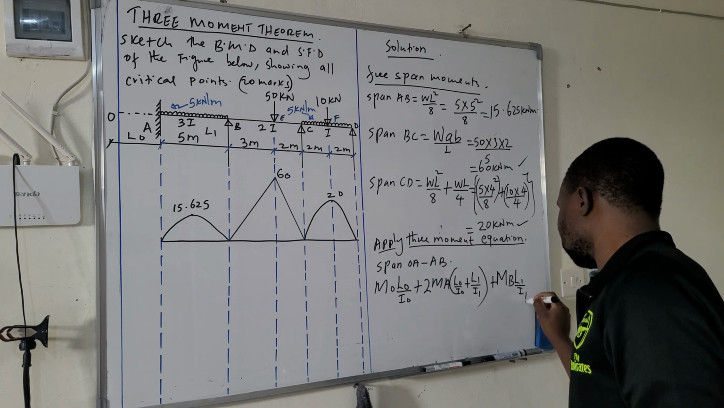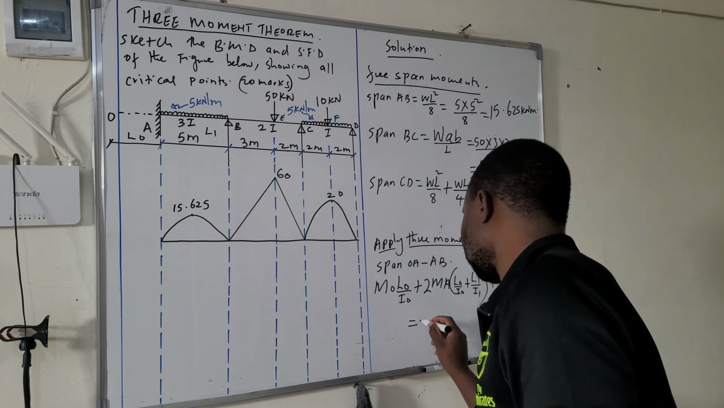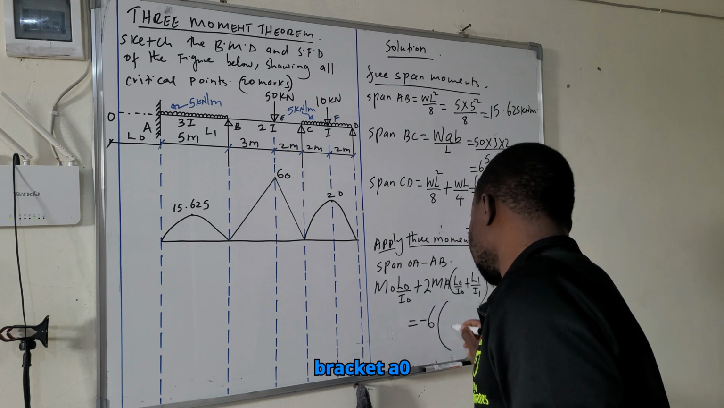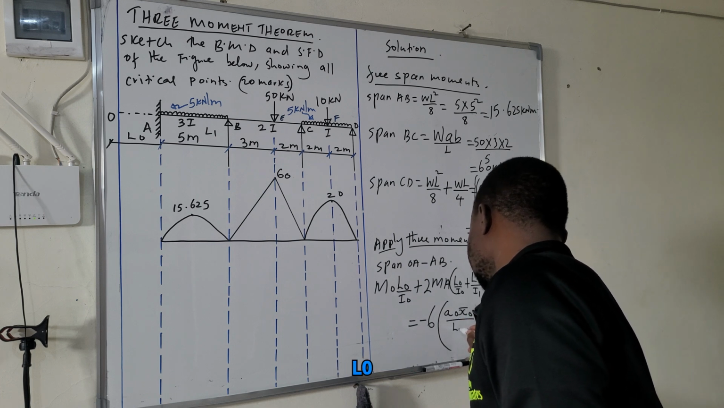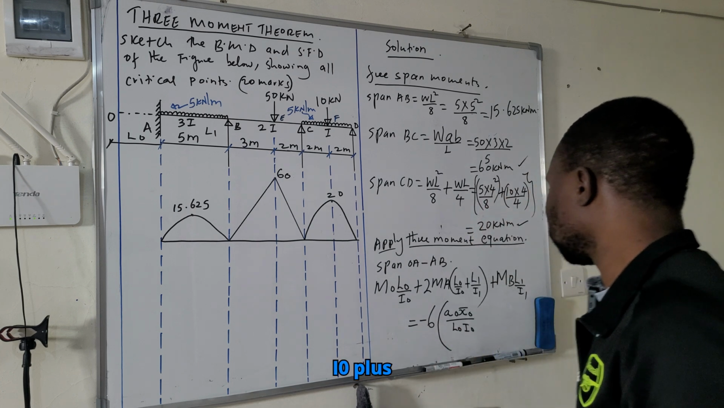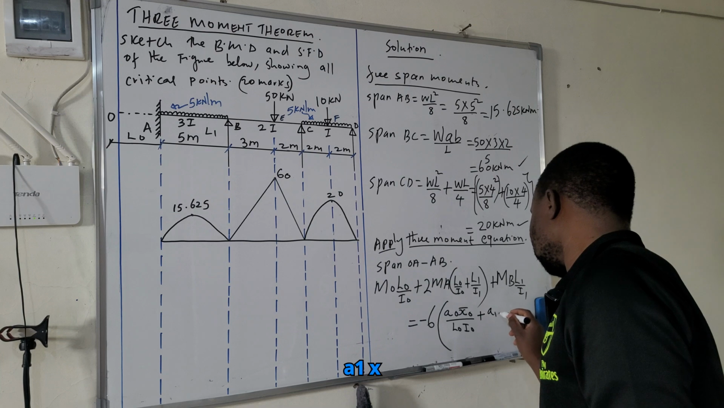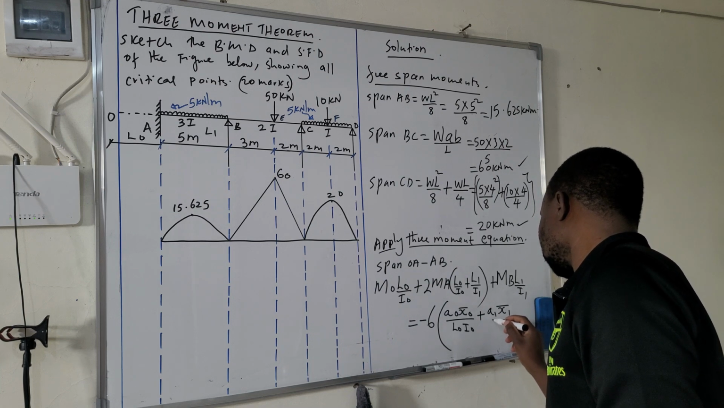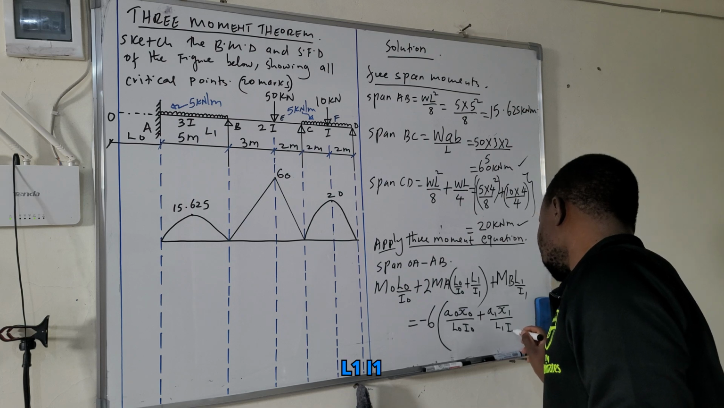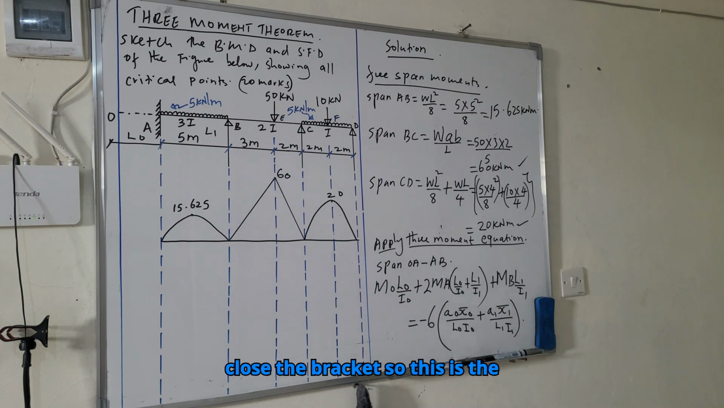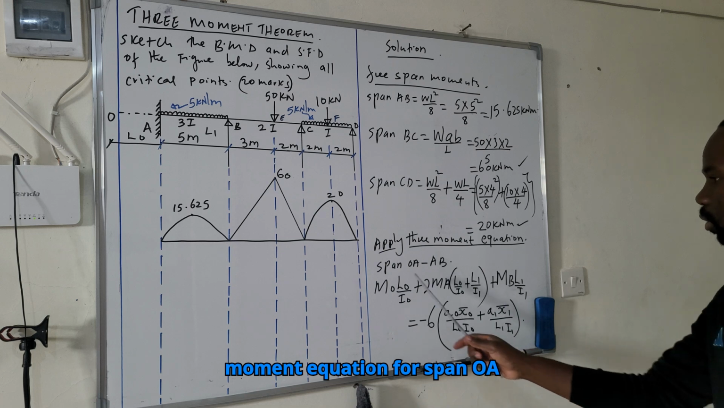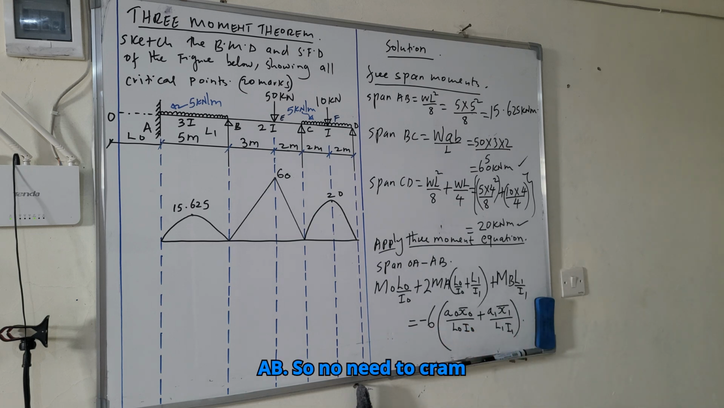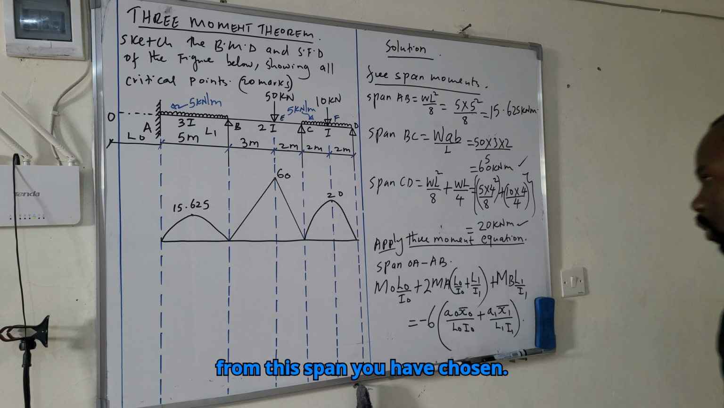L1 over I1 is equal to minus 6 into bracket A0 x bar 0 over L0 I0 plus A1 x bar 1 over L1 I1. Close the bracket. So this is the 3-moment equation for span OA, AB. So no need to cram this equation. You can just generate it from the spans you have chosen.